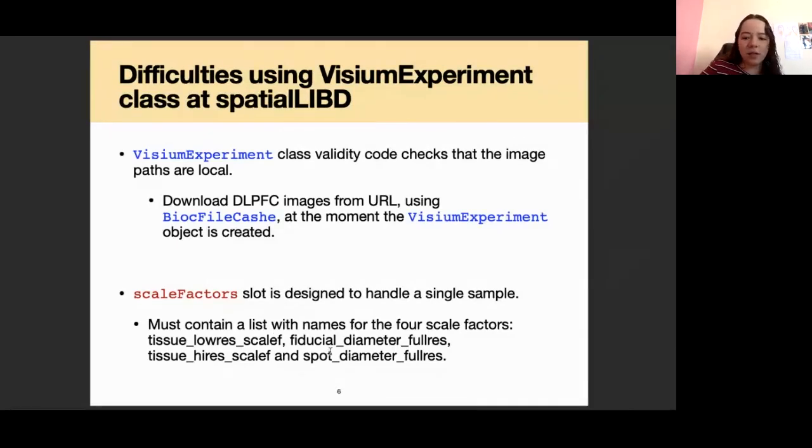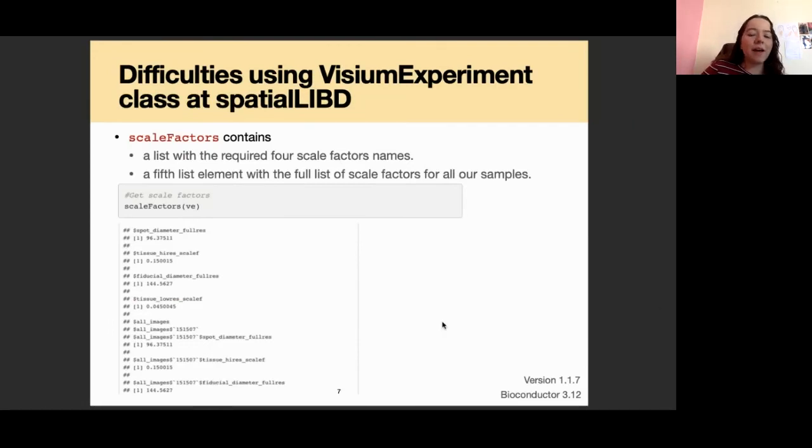And second, the scale factor slot, as it is designed to handle a single sample, has a storage limitation. It has to contain a list with the exact names defined by Righelli and Rizzo for the 4 scale factors, which are the ones indicated here. And so, given that we don't have just one but multiple samples, we decided to create a list with the required 4 scale factor names, but also with a 5th element of the list, with the full list of scale factors for all of our samples.